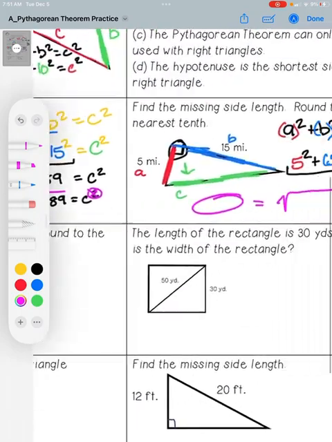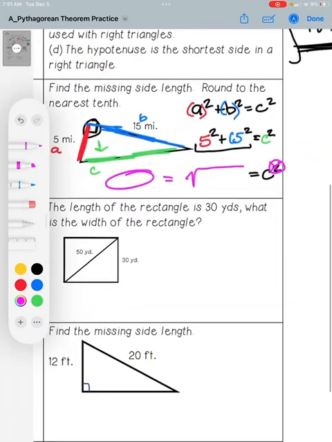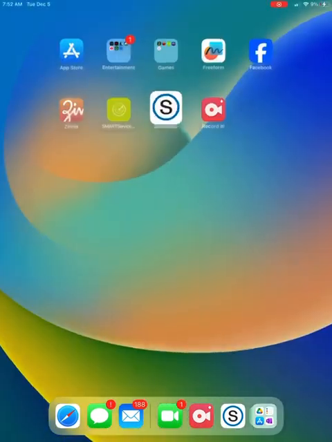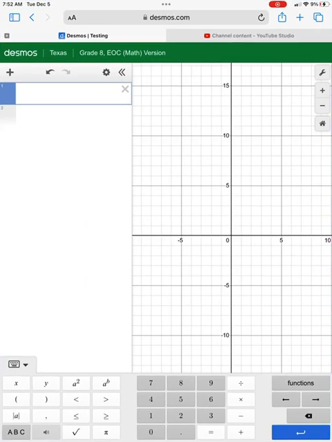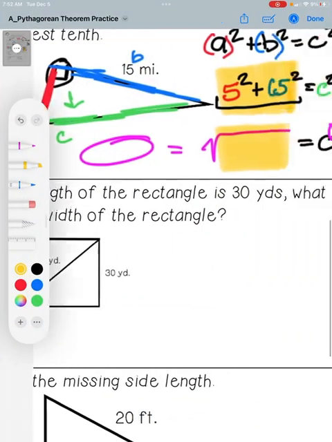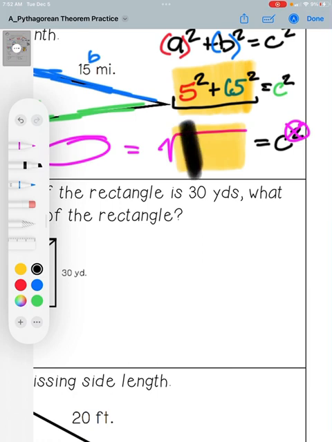Okay. You do want to round to the nearest tenth, so I will help you guys with that. So we are supposed to get this number from 5 squared plus 15 squared. So we'll go, just ignore all of those notifications. 5 squared plus 15 squared is 250. That came from this 5 squared plus 15 squared.